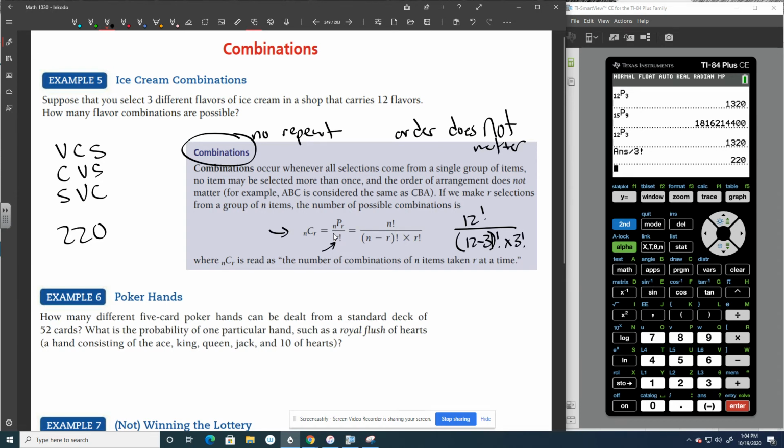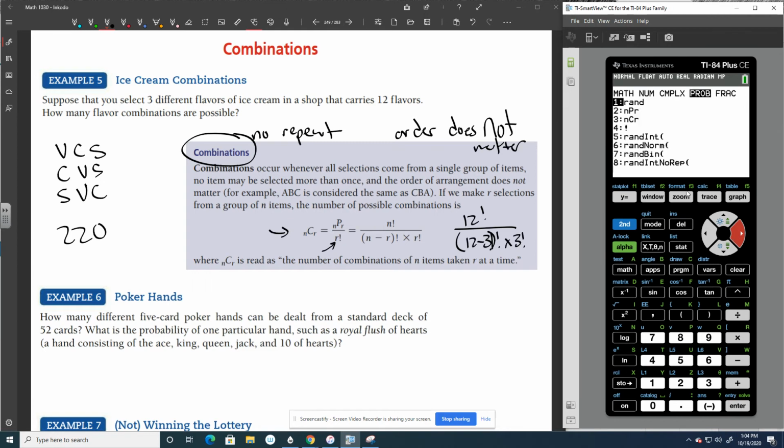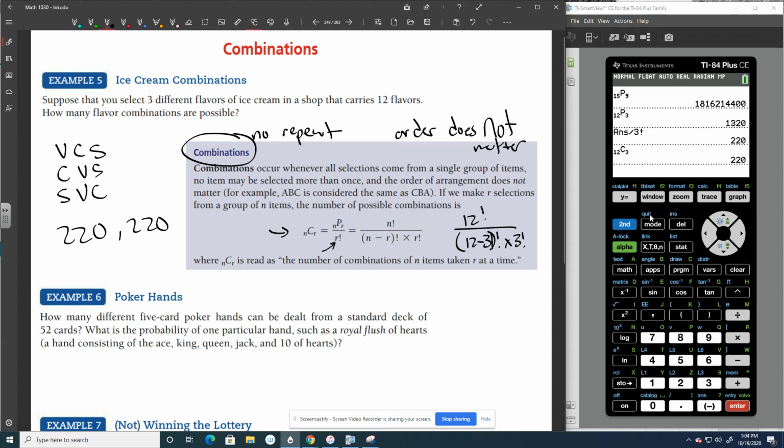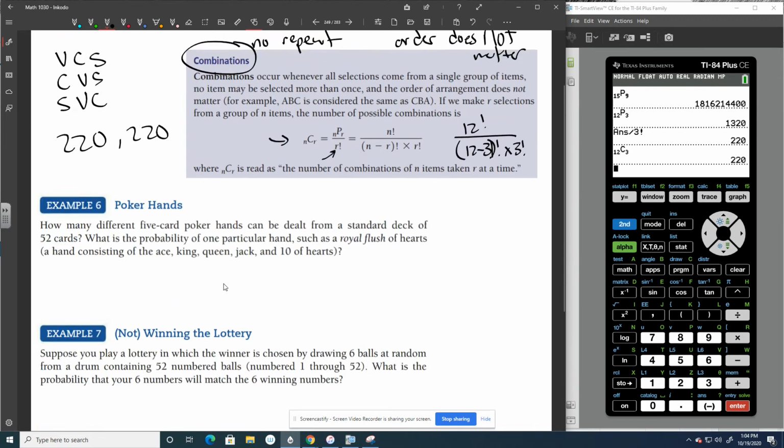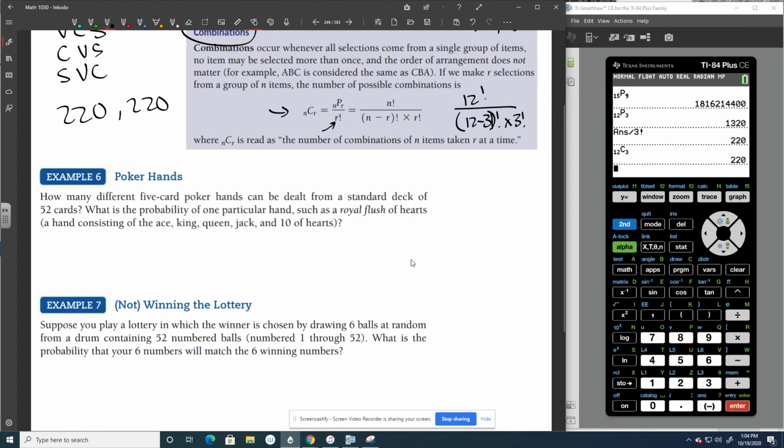Or on the calculator, we have a nice button. If I go to math over to probability, notice the nPr, I also have an nCr. So P stands for permutations, C stands for combinations. So I can choose combinations, and just like before, I can do 12 choose 3, which also gives me 220 different combinations, okay? So you can use your calculator to do any of these. You just have to make sure you use the right formula. So example 6, how many different 5-card poker hands can be dealt from a deck of 52 cards? Now, we've got to be a little bit careful here.